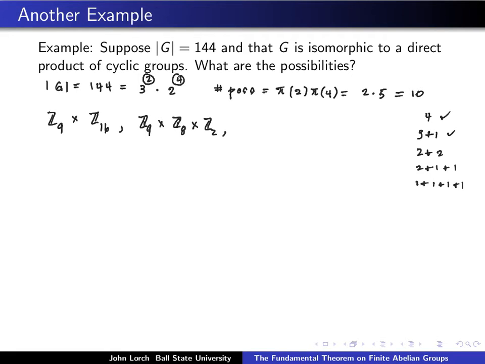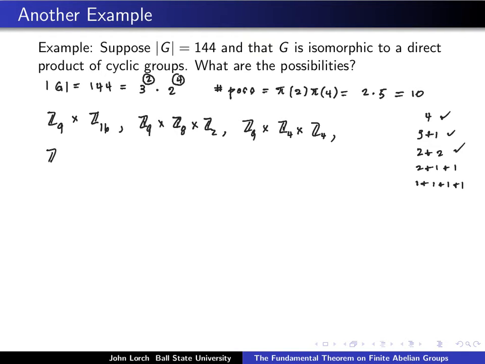So let's keep going. So our first factor continues to be Z9, and our next factors need to have orders that multiply together to give 16. So the next thing that we might do is Z4 cross Z4. 4 is 2 squared. So each of the 4s is a 2 squared. So that corresponds to that partition of 4.